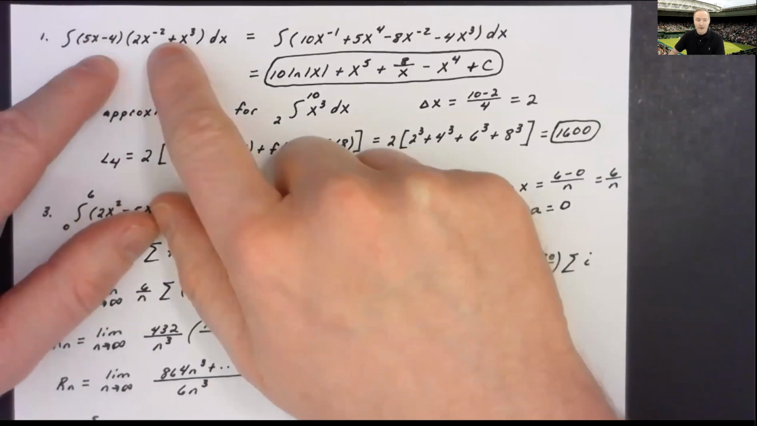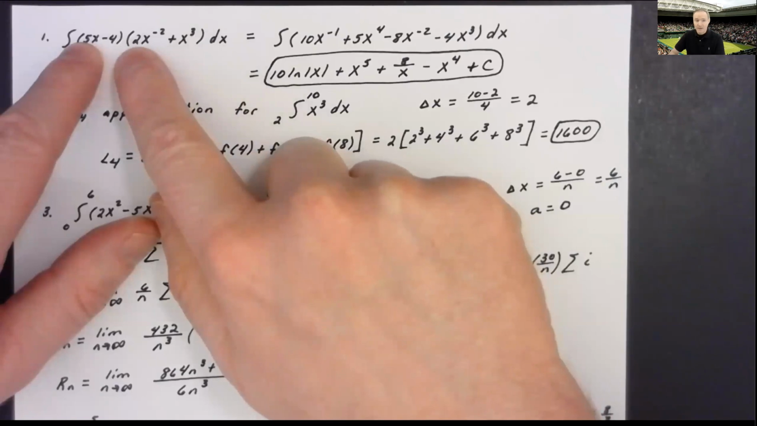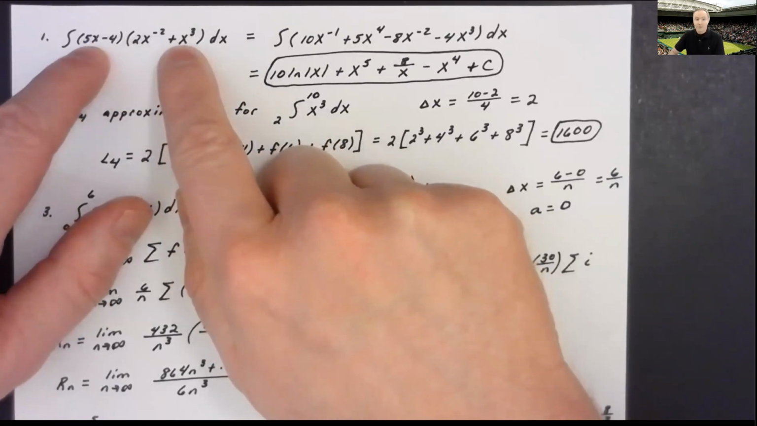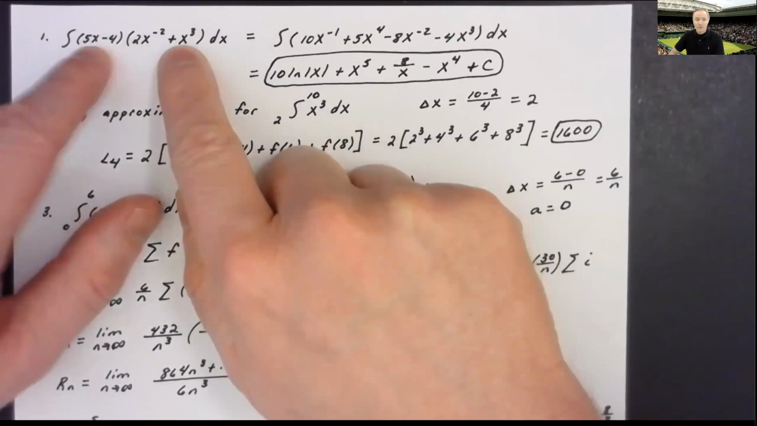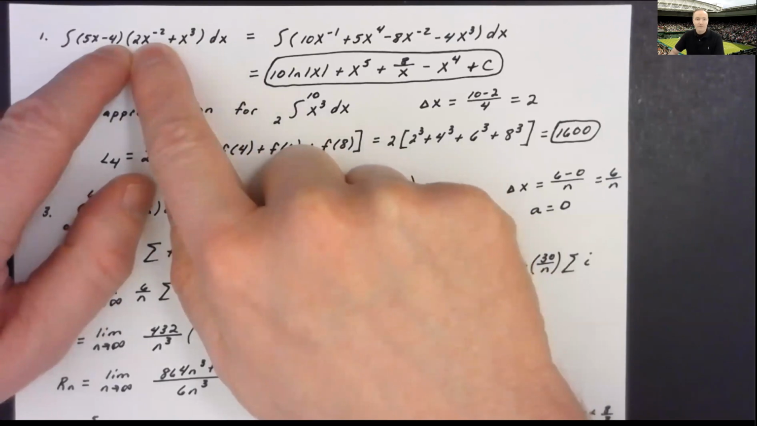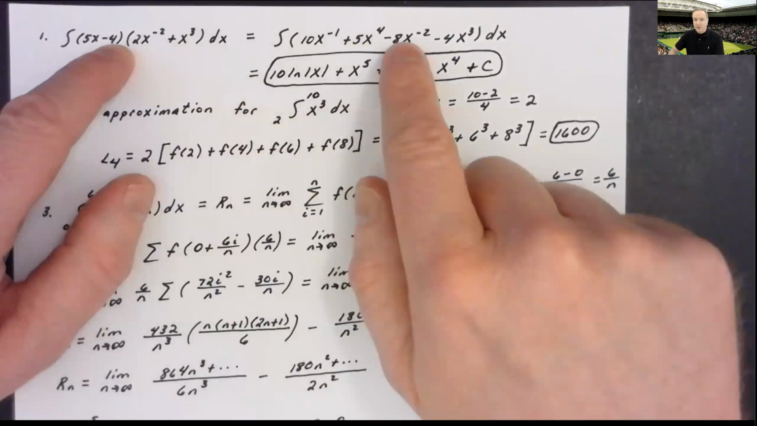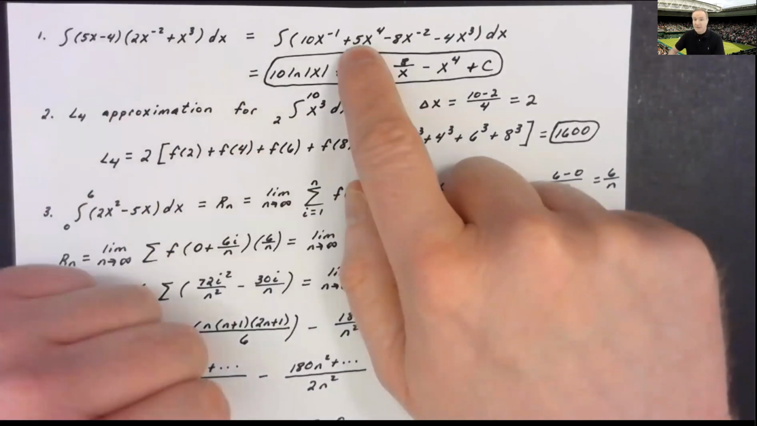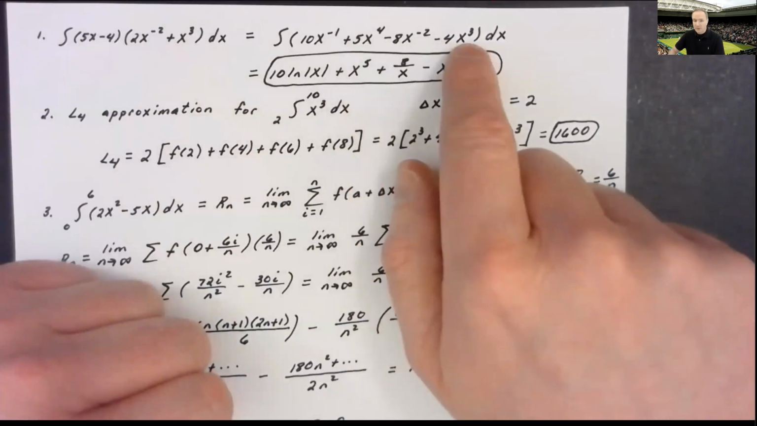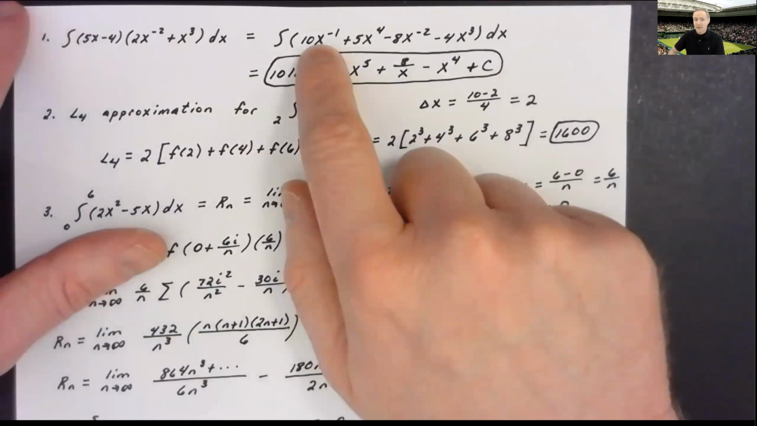So in this case, I can just distribute the 5x through this group and I'll get 10x to the negative 1 plus 5x to the fourth. When I distribute through the negative 4, I will get minus 8x to the negative 2 and minus 4x cubed. Now at that point, for the three terms at the end, those are just going to be easy power rule integrals. The first term you need to remember is the exception to the power rule.